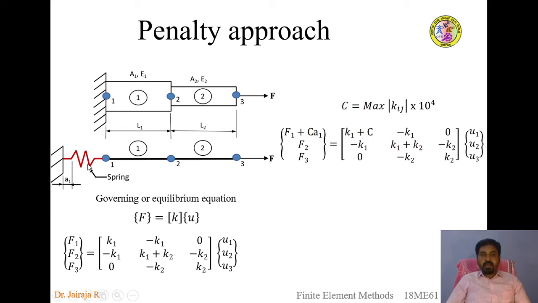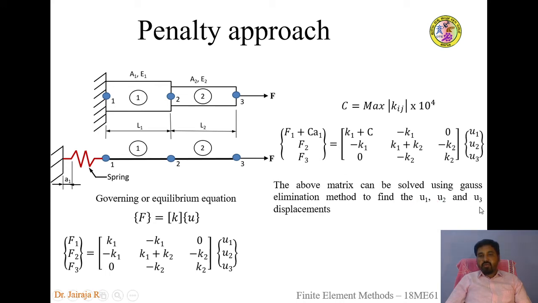Then C A1: since in this particular problem node 1 is fully fixed, A1 is 0, so C A1 gets added to the force vector F1 at the node 1 location. If instead it is fixed at node 3, assume node 3 is fixed, then C can be added to the third diagonal element of the stiffness matrix, and F3 plus C A1 is added on the right side. Next we apply the Gauss elimination method to find the displacements U1, U2, U3.